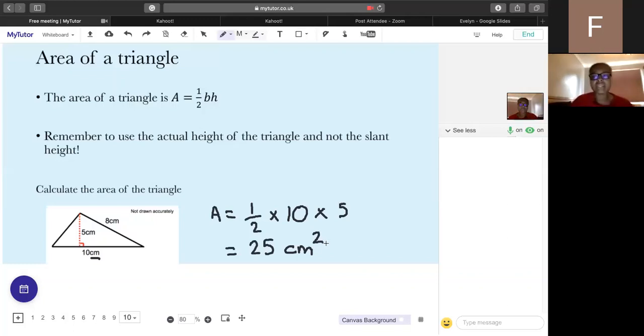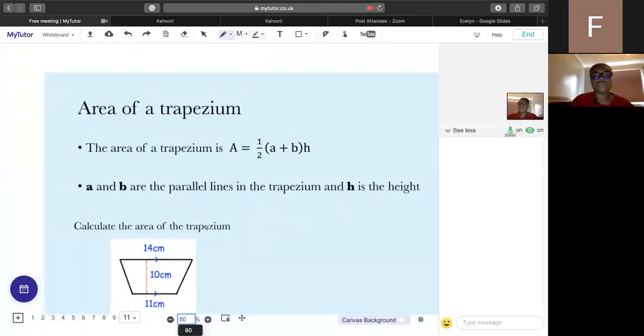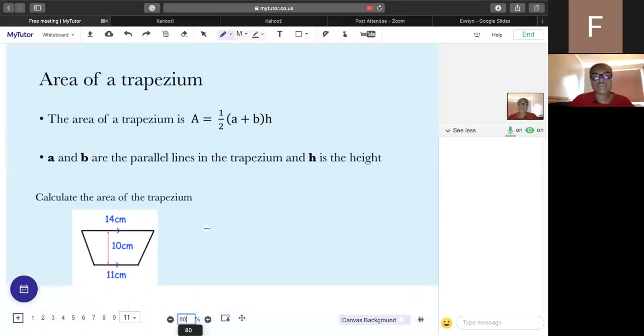Hopefully that makes some sense as well. We are going to move on to trapeziums. So let's have a quick look at trapeziums as well. The area of a trapezium is half times your A plus B in brackets multiplied by your height. Remember with BIDMAS, B comes first, so it's brackets. You always work out the brackets first. Do the A plus B, and then you can multiply all three together.